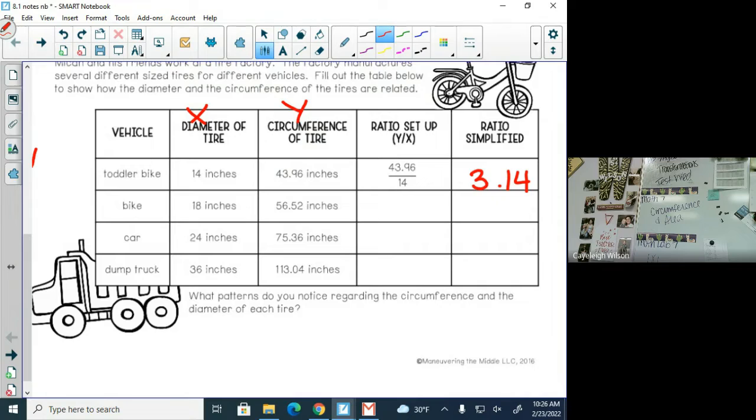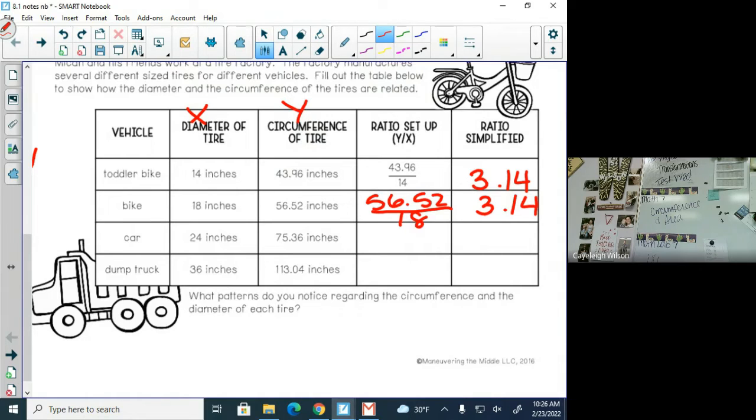All right, so let's look at a regular size bike. It tells us the diameter of the regular size tire is 18 and its circumference is 56.52. So I'm going to set the ratio of Y over X, the circumference over the diameter. Let's take 56.52 and divide it by 18. And what did you get, Ethan? 3.14.